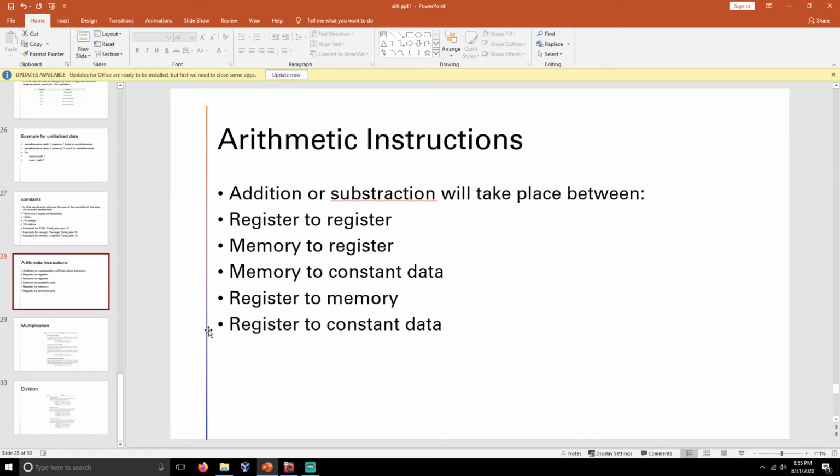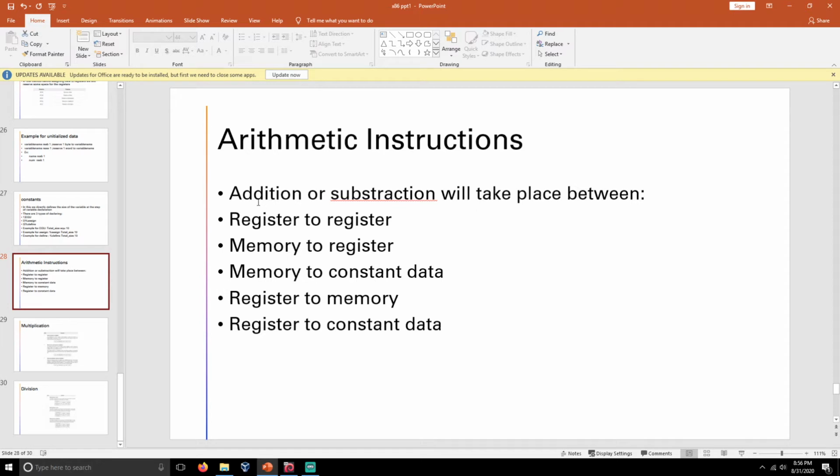In this video we are going to discuss arithmetic instructions, and specifically multiplication and division, because those two operations happen in a different manner compared to addition and subtraction. So let's start our video.